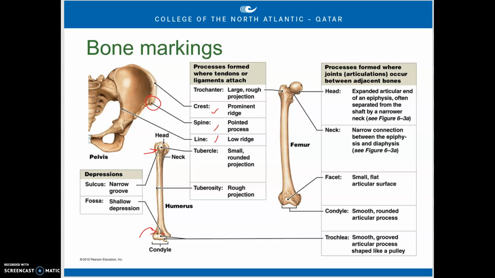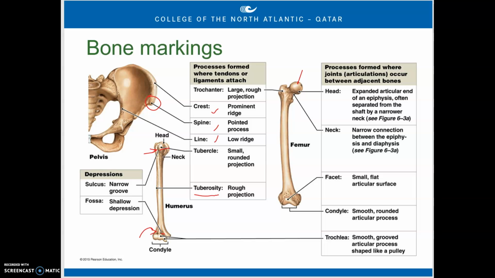A tubercle is going to be a small rounded projection, and the two most common ones of those are going to be at the head of the humerus and of the femur. And then we'll have a tuberosity, which is a raised area on the bone that's really rough. So the bone's not going to be smooth there. You may see some pits or some small ridges or lines that go up and down or are a bit bumpy, and we call that a tuberosity.